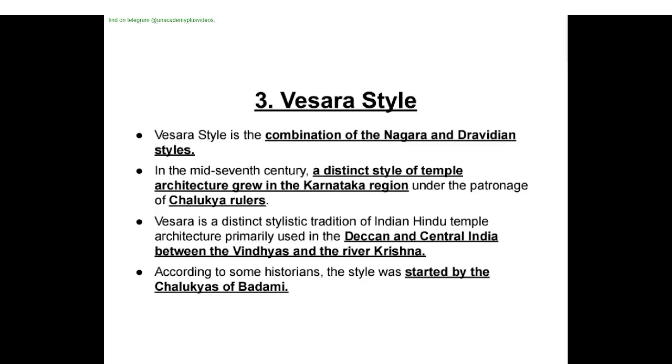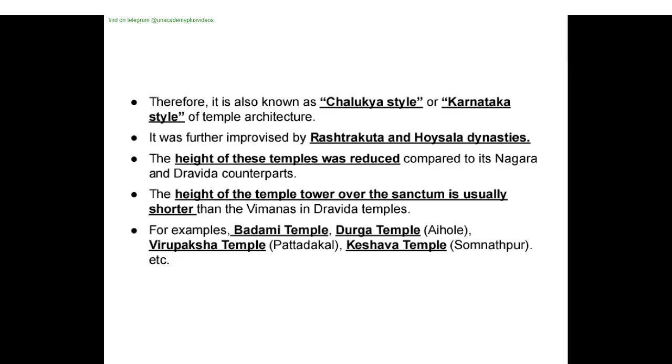Vesara style. Vesara style is the combination of the Nagara and the Dravidian styles. In the mid 7th century, a distinct style of temple architecture grew in the Karnataka region under the patronage of Chalukya rulers. Vesara is a distinct stylistic tradition of Indian Hindu temple architecture primarily used in the Deccan and central India between the Vindhyas and the river Krishna. According to some historians, the style was started by the Chalukyas of Badami. Therefore, it is known as Chalukya style or Karnataka style of temple architecture.